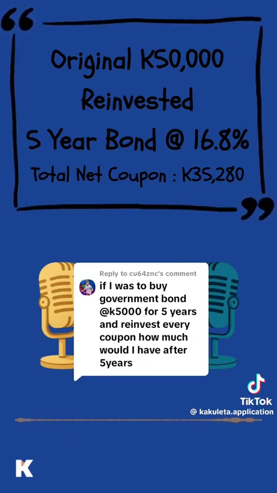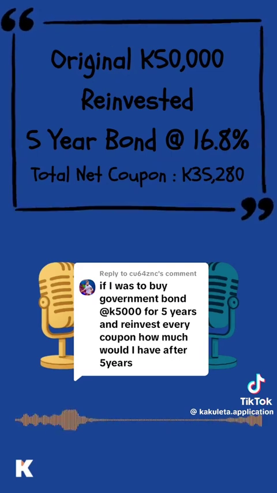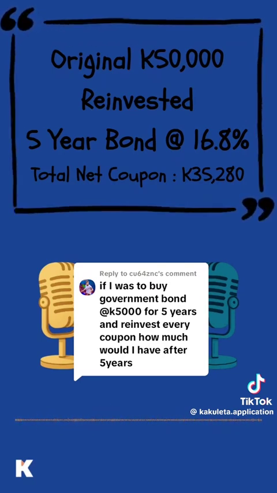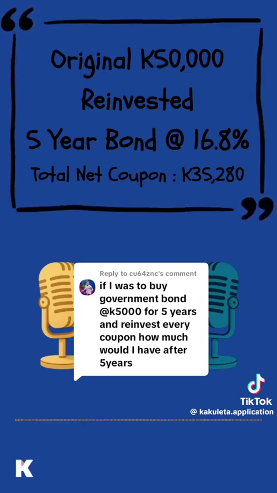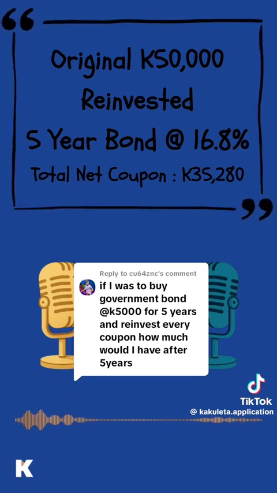So you've got the 60K-ish grown from the first 5 years' coupons, then you put the initial 50K back in for a second 5 years. How much income does that second 50K chunk generate? Over those next 5 years, that reinvested 50,000 kwacha principal at 16.8% generates a total net coupon income of 35,280 kwacha. All right, let's pull it all together then. Full 10 years, consistent reinvestment strategy. What's the grand total profit?